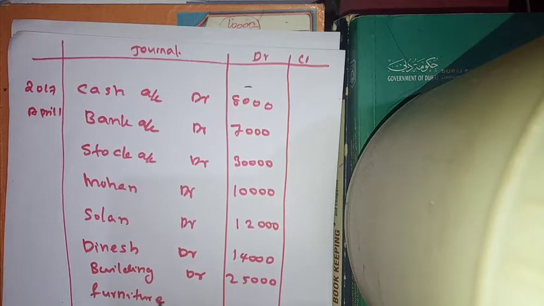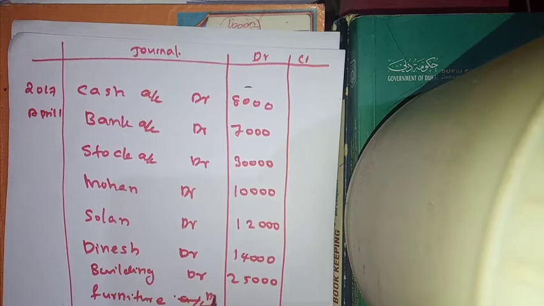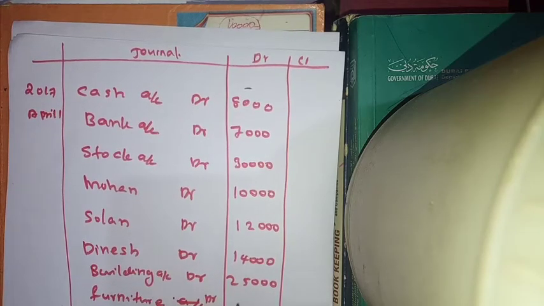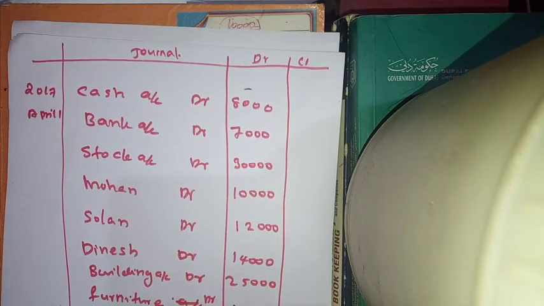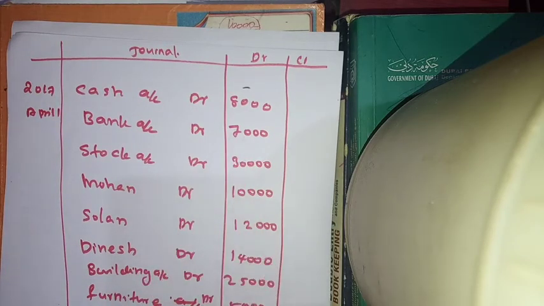Furniture account debit. Okay, what is the answer? The answer is 5,000. What is the total? 1 2 3 4 5 6 7 8. The total is the balancing figure.